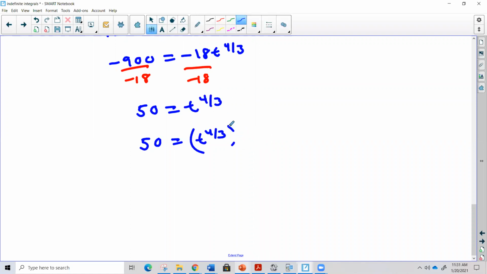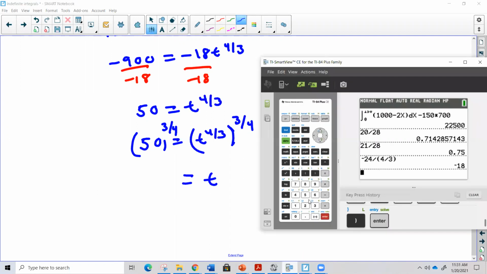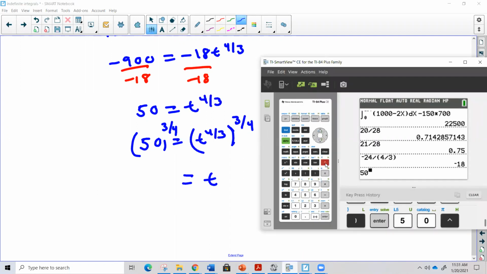So you would take t to the 4/3 and you would raise it to the 3/4 on both sides. And again, the reason is when you raise an exponent to an exponent, you multiply. So if you multiply this out, you would get like 12 over 12, which is just 1. So this just gives me t to the first, or t, and then you would do 50 to the 3/4. Sorry, that's hard to read. And if you want to change it to a root, you can, but the easiest way is just do 50, put the caret, and then type in 3/4.